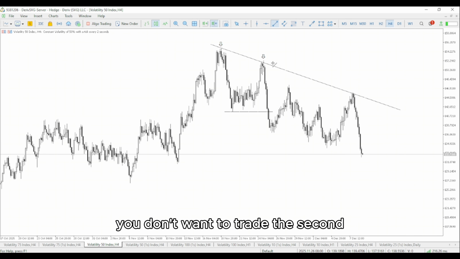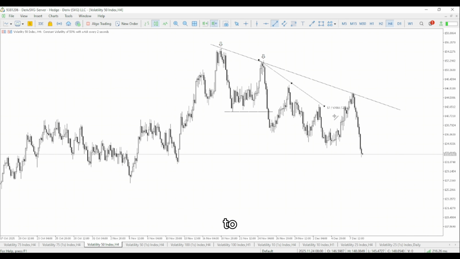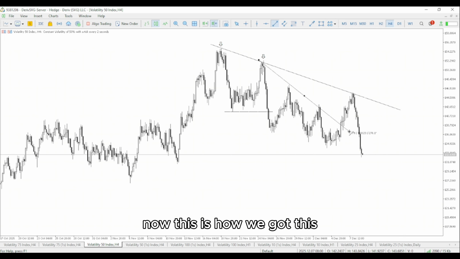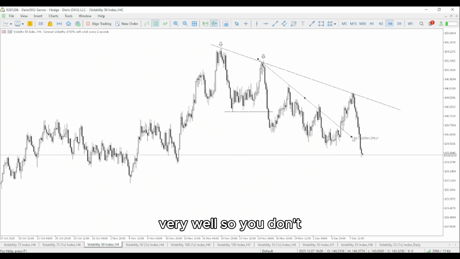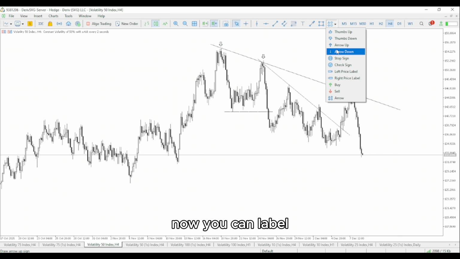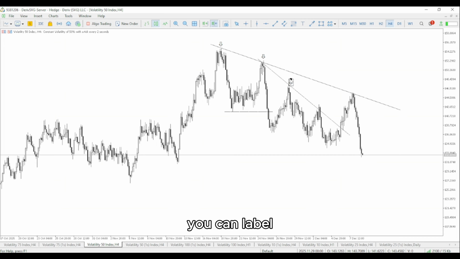This is how we caught this third touch here. You don't want to trade the second touch, because you need two touches before you can trade. Now this is how we got this third touch right here. Let me quickly show you this. Remember, you have to draw your trend line very well so you don't get it wrongly. So this is how we got this third touch over here. Now you can label this as the first touch, the second touch, because eventually this whole move happened before this one happened.